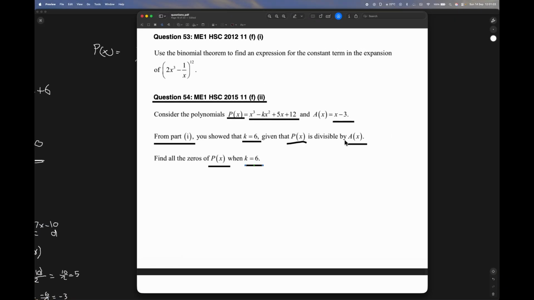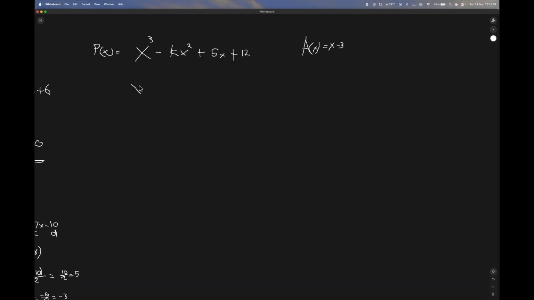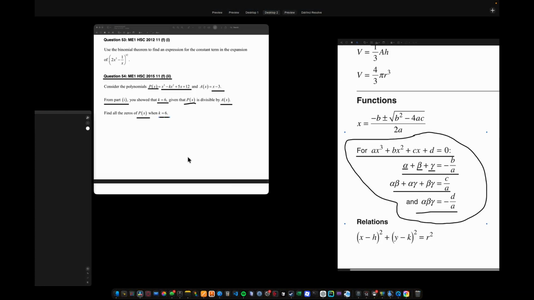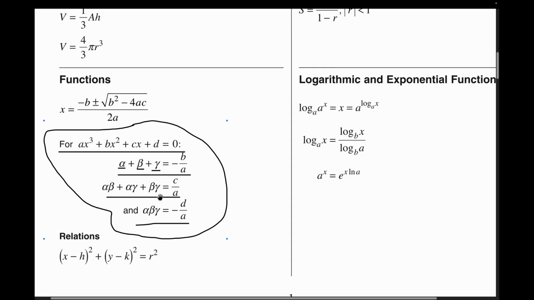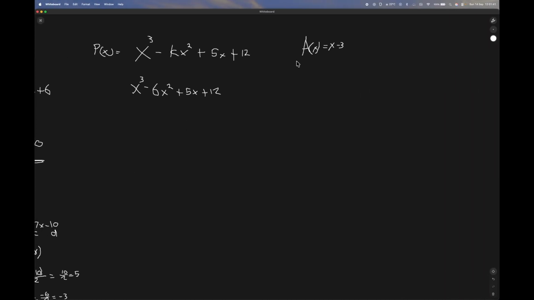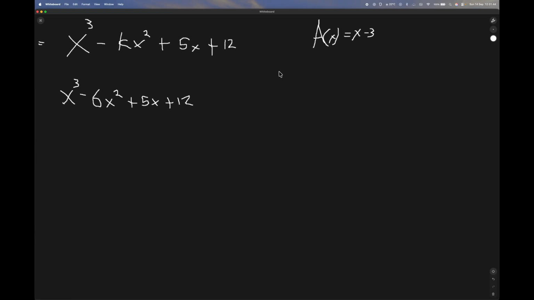So it says from part I you've shown that k equals 6. Okay, so let's put that in. So x3 minus 6x squared plus 5x plus 12. So there are two ways we could solve this. First way is we can use our roots and do a three-way simultaneous equation and solve for the roots. Or we can do polynomial long division, which we are going to do the polynomial long division.